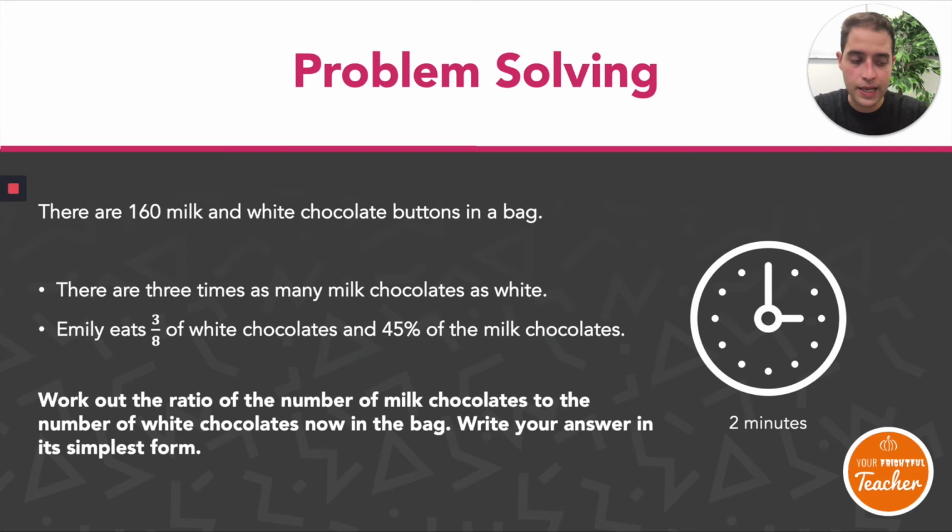Okay, 1 minute left. So the total value is 60 there. What's that ratio? 3 times as many milk chocolates as white. We've got that fraction there, 3/8, and a percentage thrown in, 45%.